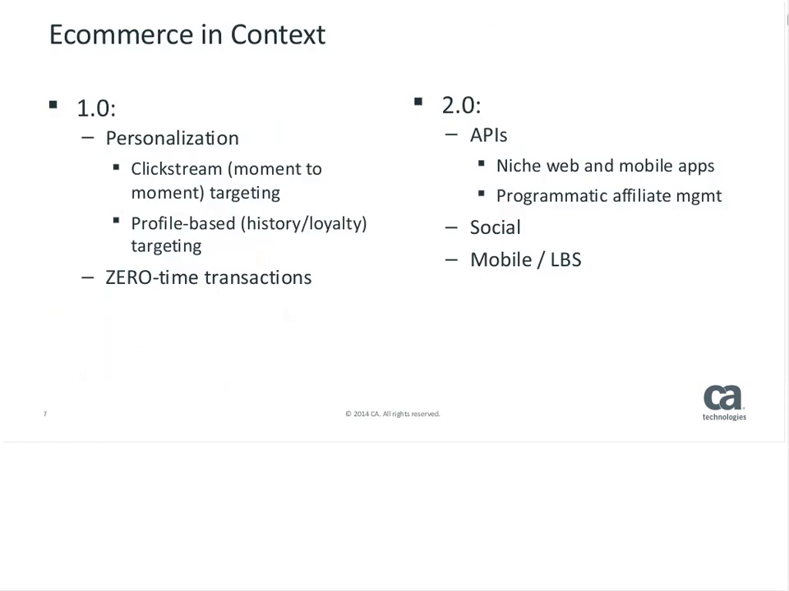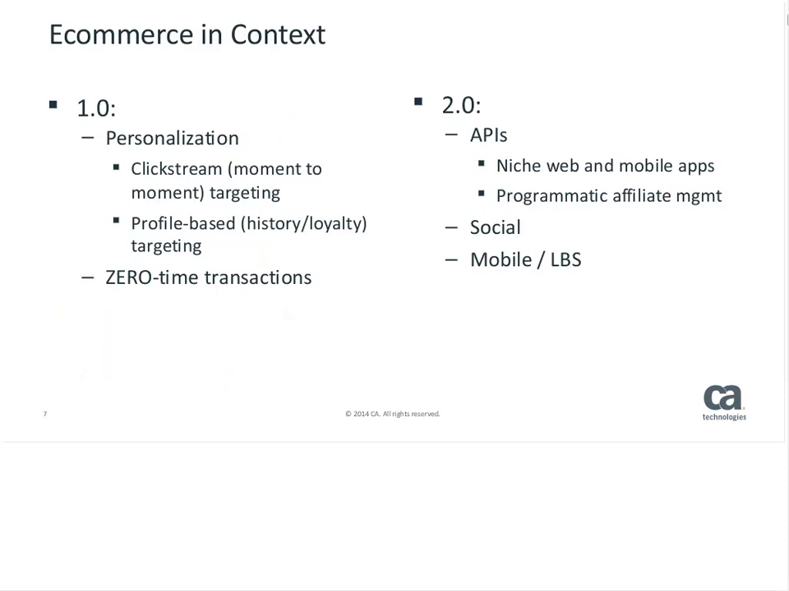Now, where the e-commerce, the retail space went from there, right? And I'll put some numbers on it, 1.0, 2.0 kind of thing. Personalization was a big movement in the late 90s, early 2000s. I was involved in some of that in a previous life. So there were two primary types of personalization in the e-commerce space. One was clickstream, which of course Amazon was a master of.